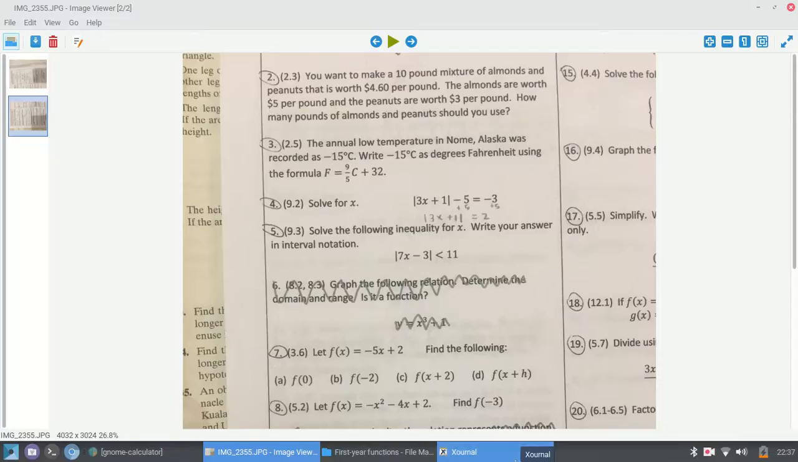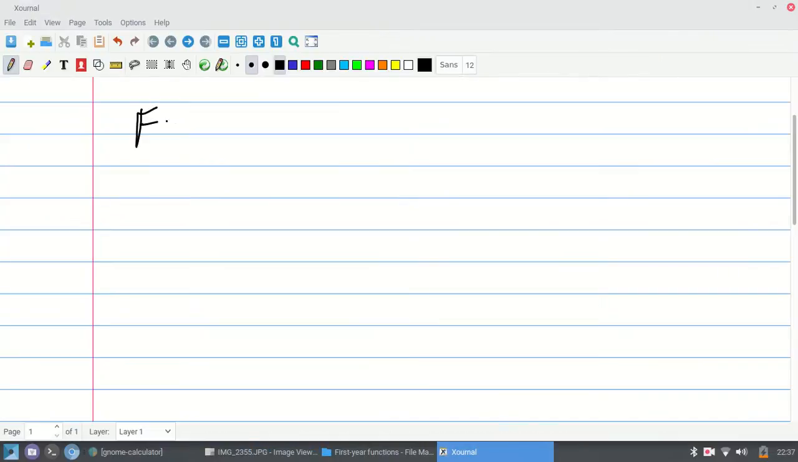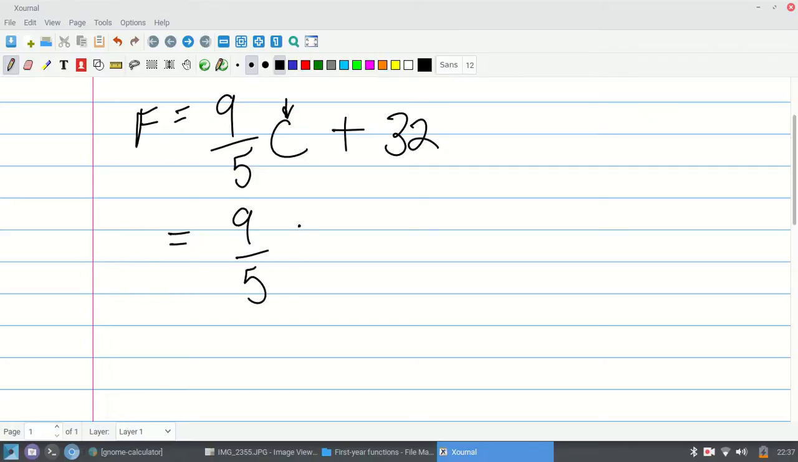So it's saying that a temperature in Fahrenheit is just 9 times the temperature in Celsius divided by 5, plus 32. That's it. So if they give us negative 15, no problem, right? This guy gets negative 15. Add 32. Okay, so let's see what it is.